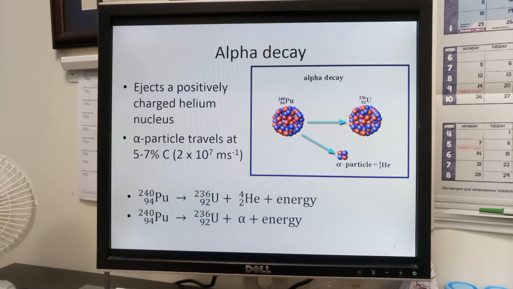Now you can also represent ⁴₂He with the Greek letter alpha, although in stage 2 this is the preference, especially in your exam.